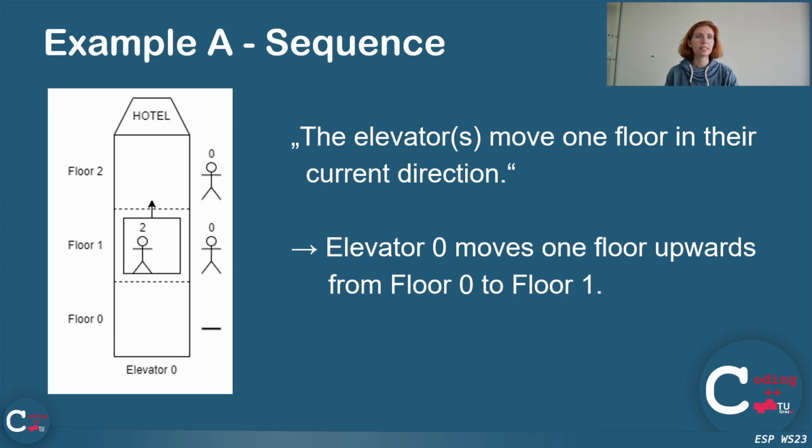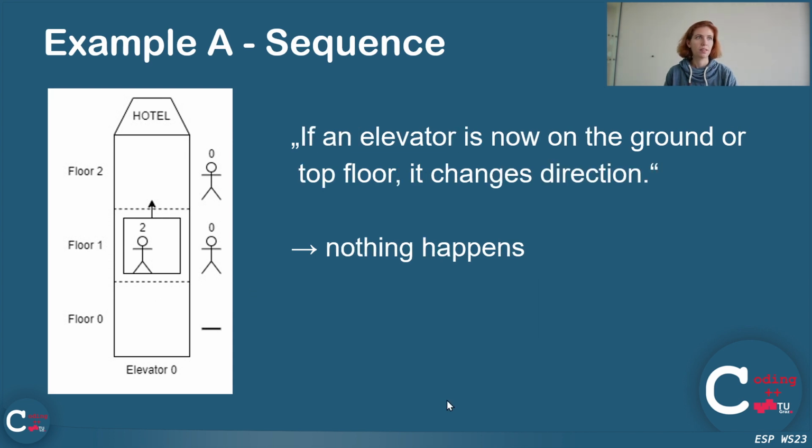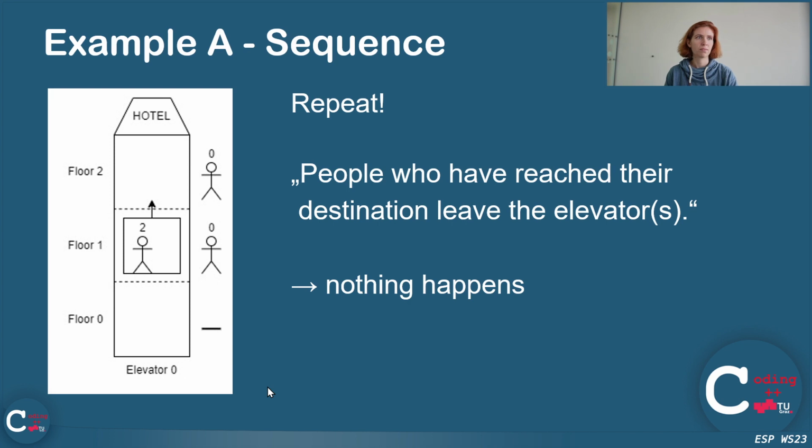The next step is that the elevators move one floor in the current direction. So the elevator was here, it moves one floor in the current direction, which is upwards. Next, we check if the elevator is now on the top or the bottom floor, it changes direction. In this case, it's not, so nothing happens. And now we start again from the beginning of our sequence.